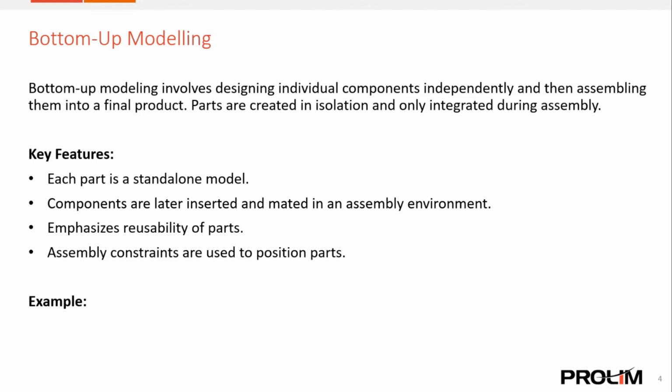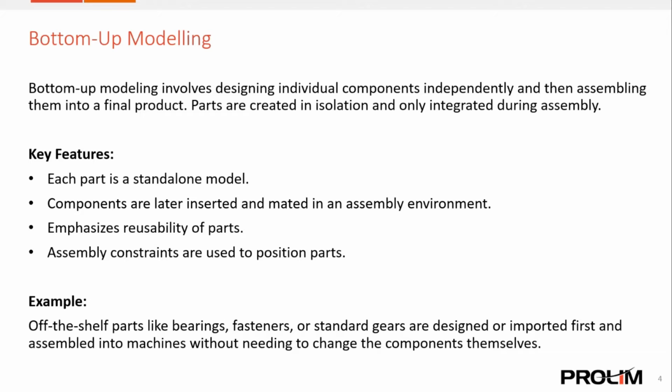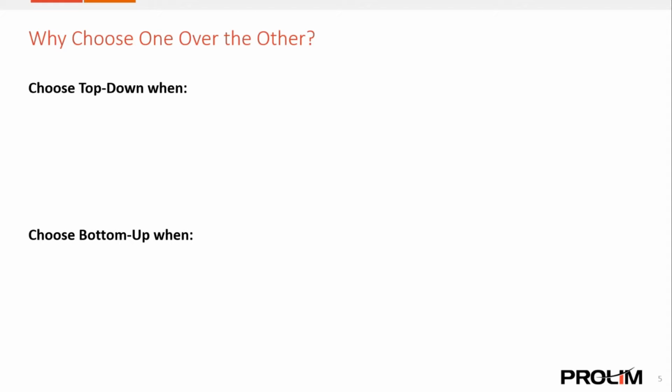Using my telepathic powers, can anyone think of an example of bottom-up modeling, something that you use very often? That's right. Off-the-shelf parts like bearings, fasteners, or standard gears, which are designed or imported first and then assembled into your machine without needing to change the components themselves. I'm not always going to model my standard quarter-20 myself. I'm going to get that off of McMaster-Carr, or if I have a repository of fasteners in my reuse library, then I would use that. So why would you choose one over the other?